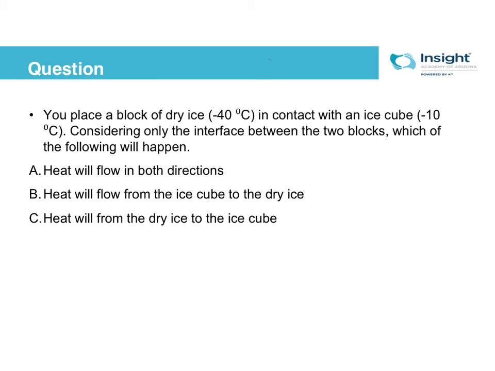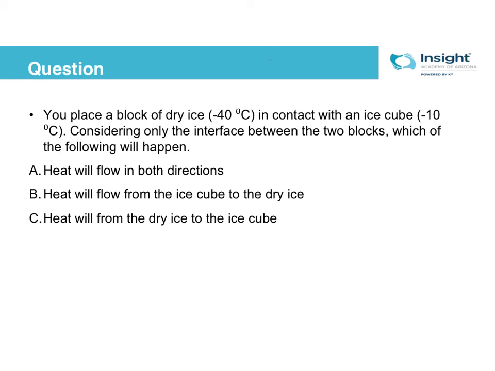So eventually we're going to get into actual calculations. That's going to be coming up for the next quiz. Based on the 4.03 quiz, everything stays qualitative, just in general what's going on. So for this one, you place a block of dry ice, which is at negative 40 degrees Celsius, in contact with an ice cube, which is at negative 10 degrees Celsius. Considering only the interface between the two blocks, that means where the two blocks are touching, which of the following will happen? What it's asking you to do is determine which direction the heat will flow.